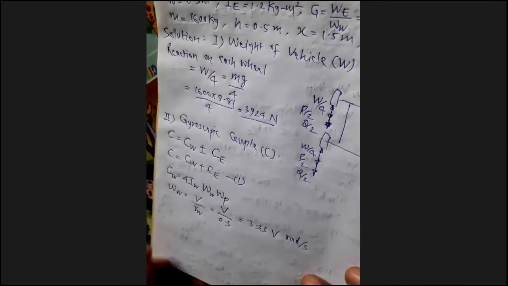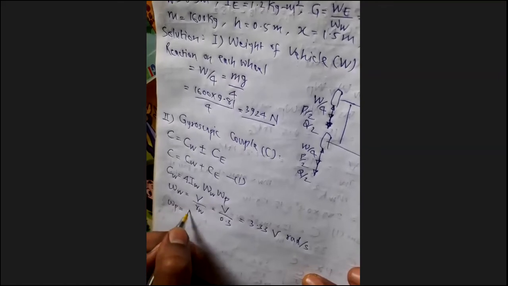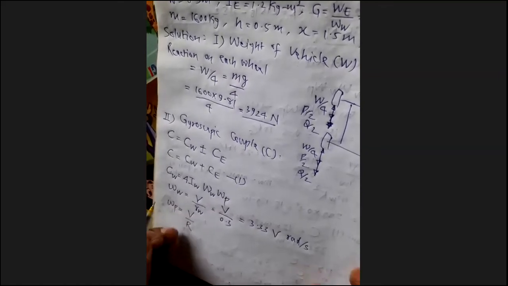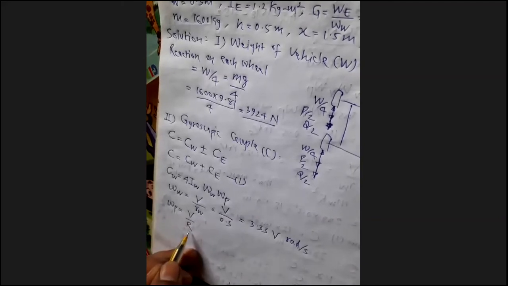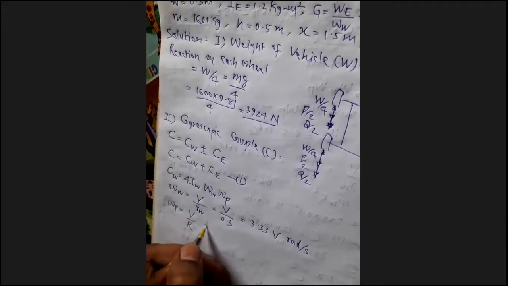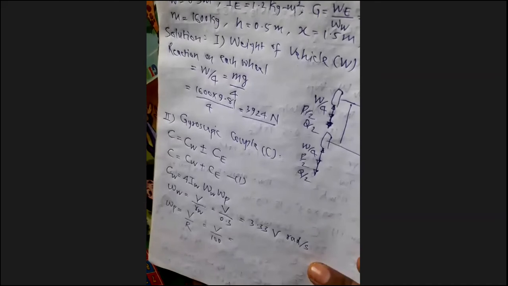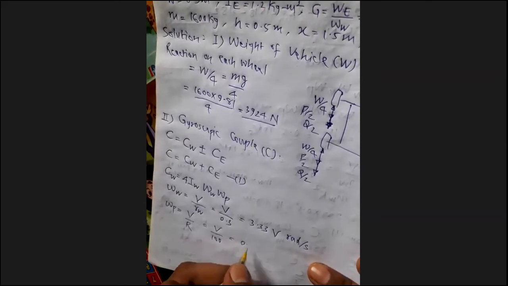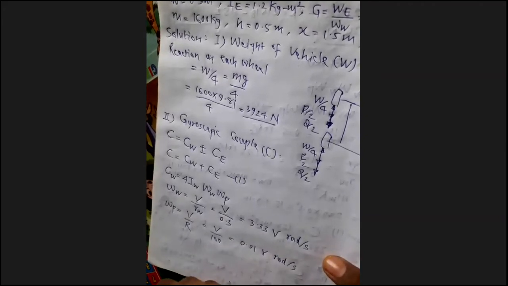Now we have to find omega P. Omega P is again V by R. Remember, when you want to find the angular velocity of the wheel, you have to consider radius of the wheel. When you want to find the precession angular velocity, you have to consider radius of curvature. So this is equal to V by 100. This value is 0.01 V radian per second.